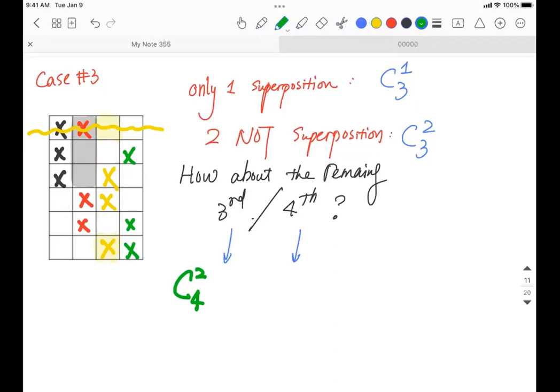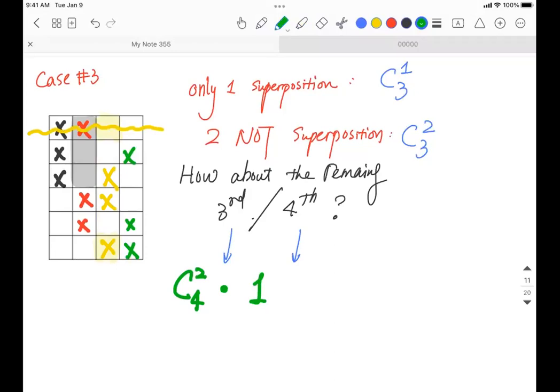So therefore, times 1. Does it make sense? I'll do a quick recap. Now, the first column is already done. The second column, there's only 1 superposition, not 2. You just give a random guy, right? Like the one I show in my graph in color red. So now let's go for the third one.